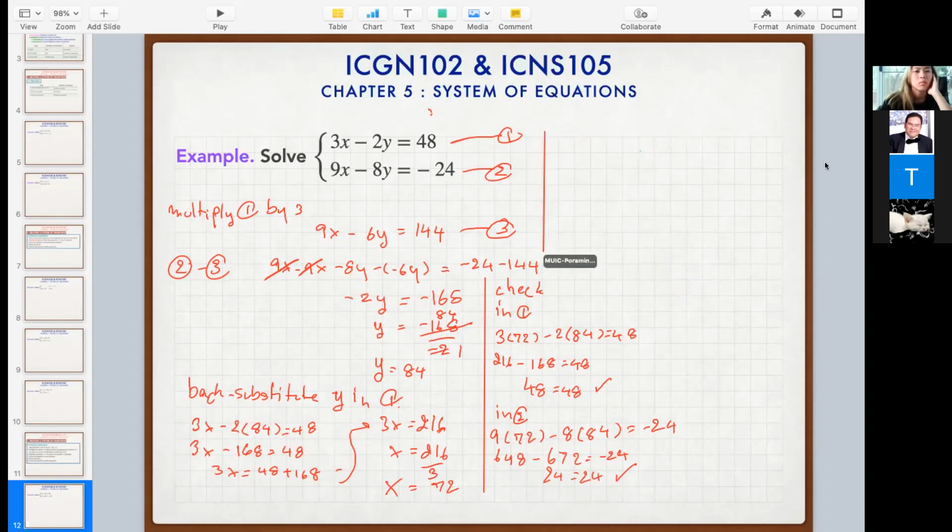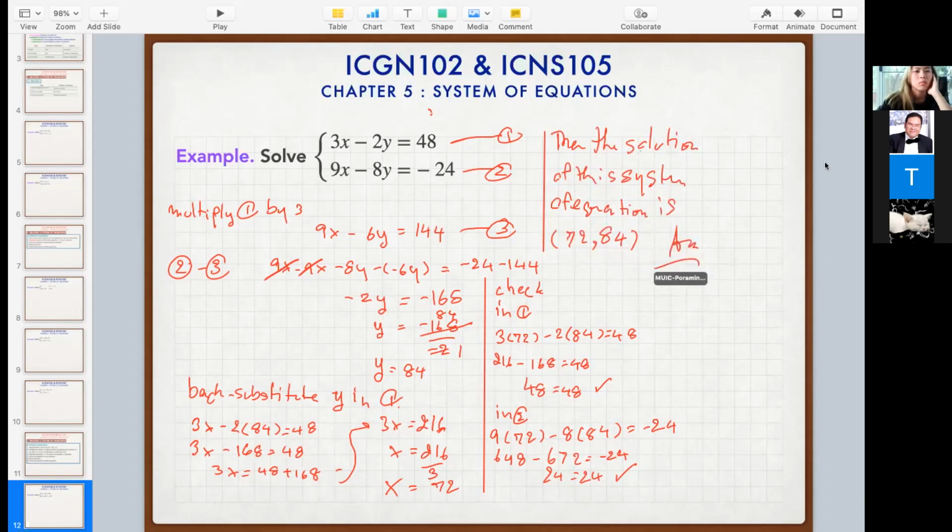Then we can answer that the solution of this system of equations is x equals 72, y equals 84. So this is the way of using the method of elimination to eliminate one term, so that you can solve the equation by finding just one unknown only. And after that, you do the back substitution. Okay, any question for this example?